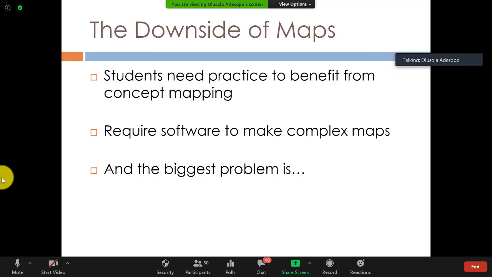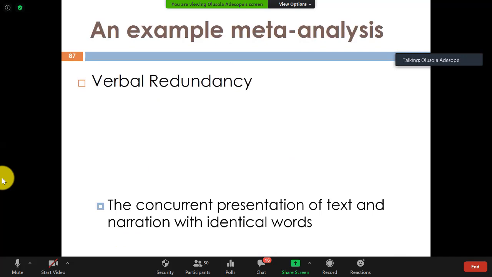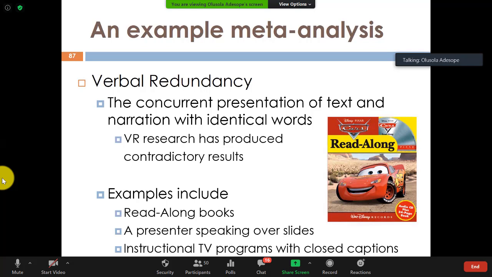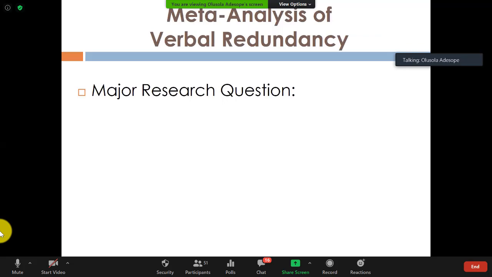And I also asked you to read about verbal redundancies, which we will talk about. But verbal redundancies, they are all around us. Read-along books, if you're familiar with them. A presenter speaking over slides, like I am doing now, there's verbal redundancy going on. Instructional television programs with closed captions. You watch a Korean movie, but they have English subtitles. Yes, there's verbal redundancy in terms of cognitive processes that go on.